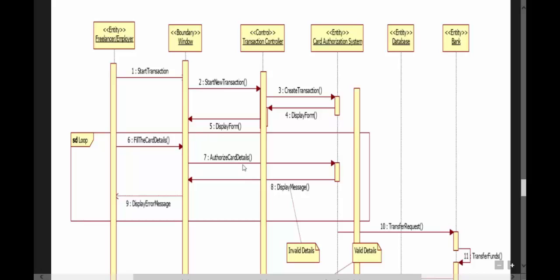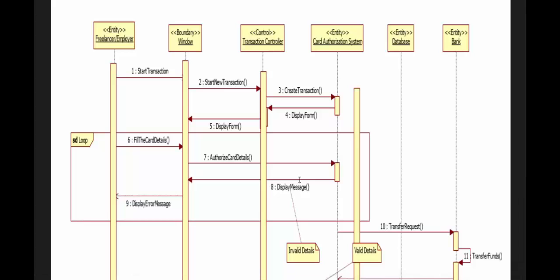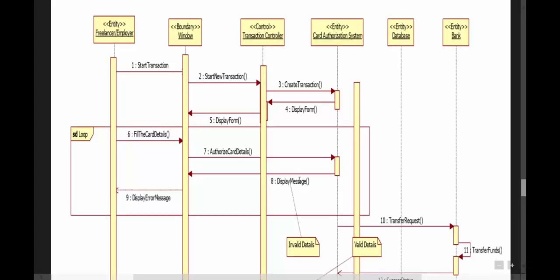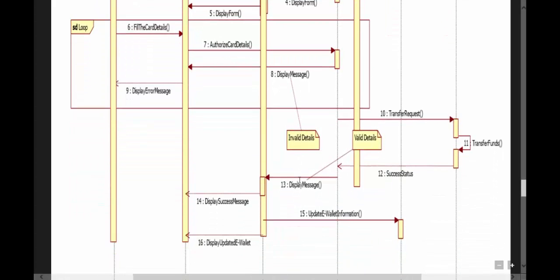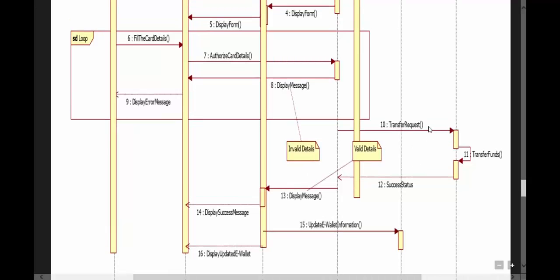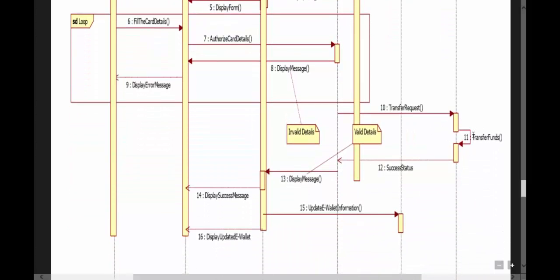The card details will be authorized by the card authorization system, and if the details are invalid, an error message will be displayed to the user, and the user will be prompted again to fill in the card details. If the details are valid, that is the card details are authorized, the request will be transferred to the bank. The bank will be requested to transfer the funds from one account to another account, and the account numbers will be passed in as parameters to the function transfer request.